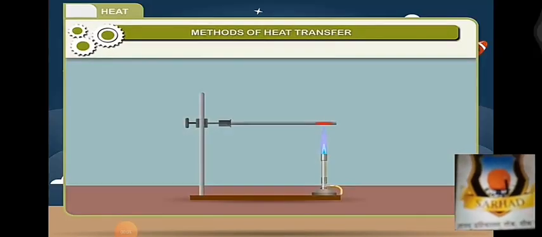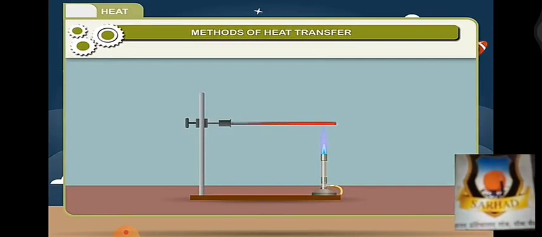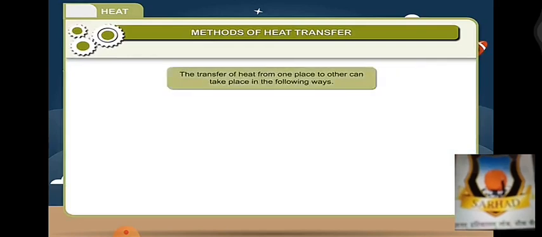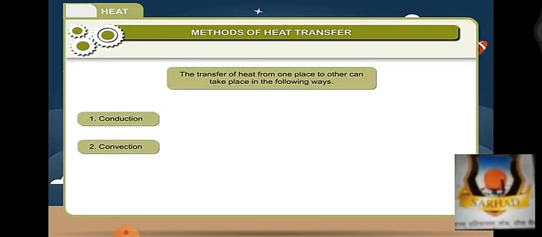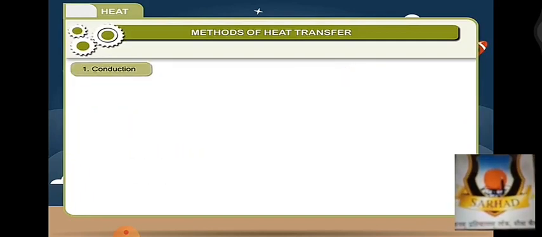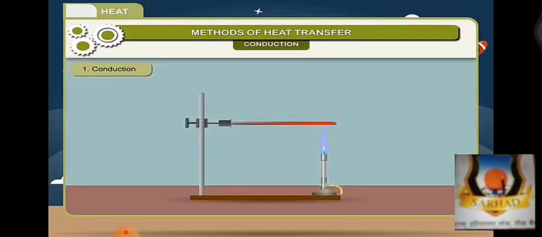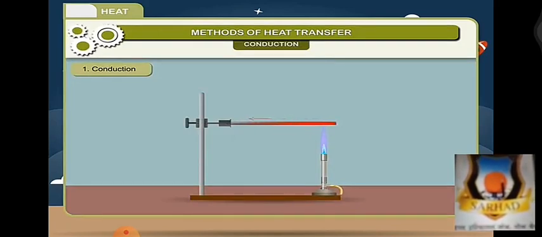Whenever there is a difference of temperature, heat starts flowing from high temperature to low temperature. Hence, the transfer of heat from one place to another can take place in the following ways: 1. Conduction. 2. Convection. 3. Radiation. Conduction. The process of transfer of heat in solids by the active participation of medium particles without leaving their original positions is called conduction.